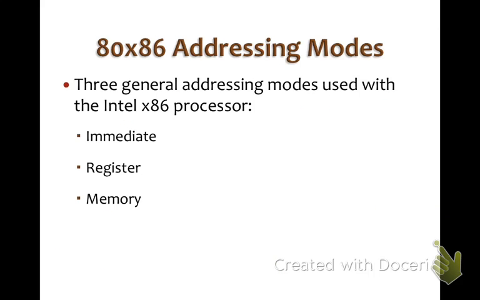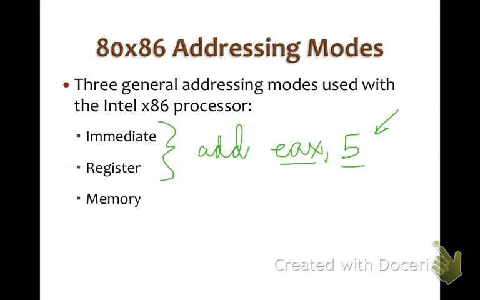So there are 3 general addressing modes used with this family: immediate, register, and memory. In immediate, the data is located in the instruction itself. So going back to our previous example where we said we're adding 5 to EAX, 5 is an immediate value. It's not a value stored in a register or a place in memory. Therefore, since it doesn't have a place where it's stored, I have to store this immediate value with the instruction itself. In the case of register, the data is located in a register.